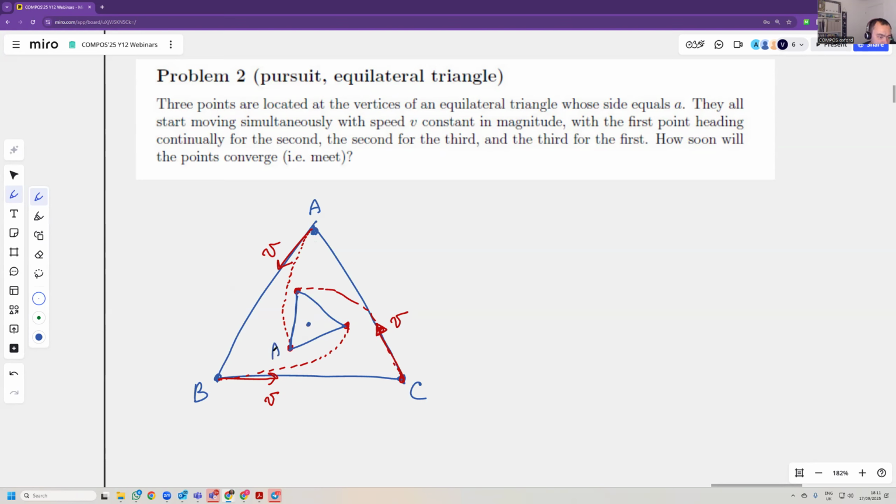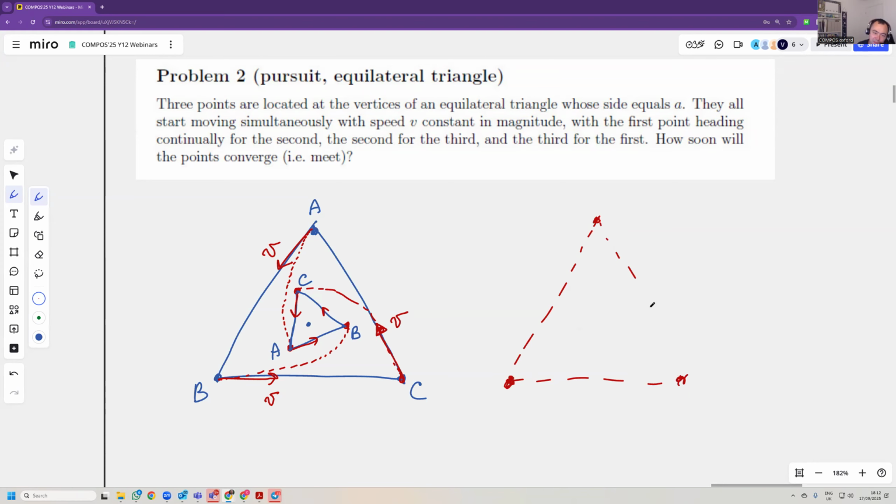So A has moved into a new position, A is here, B is here, and C is here. But A is still moving towards B, B is still moving towards C, and C is still moving towards A. So they're kind of converging onto one another. So you can see that if you have this, well, why are they spiraling?